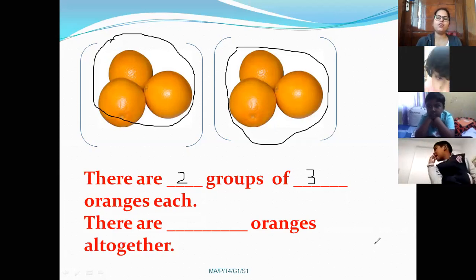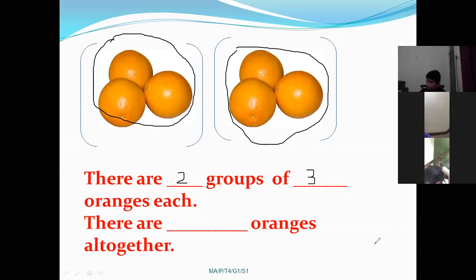Now, if I want to write it in all together form, that is in repeated addition form, how will I write, children? There are how many oranges in one group? 3 oranges. So what we will do, we will write here 3. Then we will put here plus sign. And again we will write here 3. Why have I written here 3 2 times? Because there are 2 groups. That's why I have written here 3 2 times. And I have written here 3 because in one group there are 3 oranges.